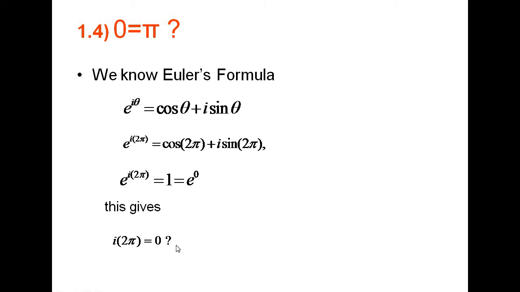Something is happening and we are changing this mathematics, and we are getting 0 is equal to pi or i 2 pi is equal to 0. How is this possible? Try to solve this, try to resolve it, try to check where it is wrong.